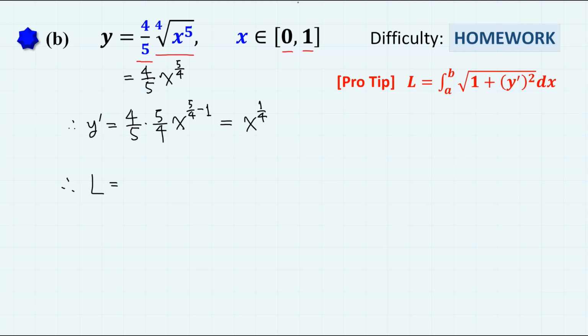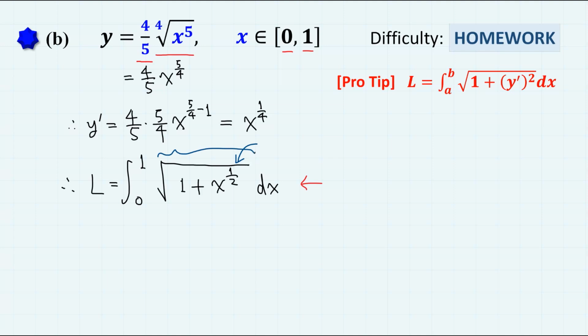Therefore, the length of the curve is the integral from 0 to 1 of the square root of 1 plus, and the derivative squared is x to the power of 1/2. So we have to do this integral. There can be many ways, but here I am going to show you just one method. If you encounter an integral which contains radical functions like this, one method that works many times is just to substitute the entire thing with another variable.